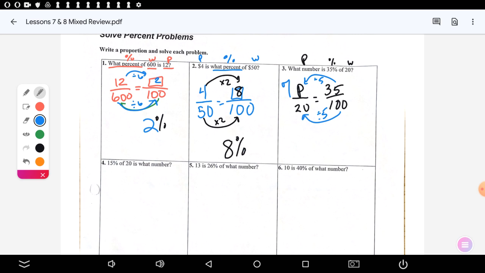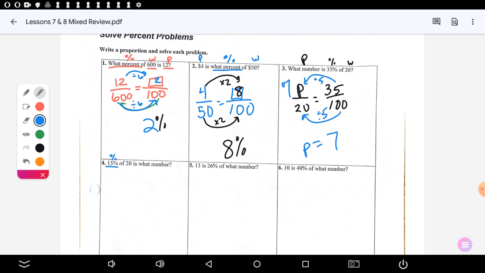If people miss this, it's when they took 35 times 5. Well, I don't know what that is off the top of my head. But because they saw 20 times 5 is 100, but that means what number times 5 is 35, the answer would still be 7.